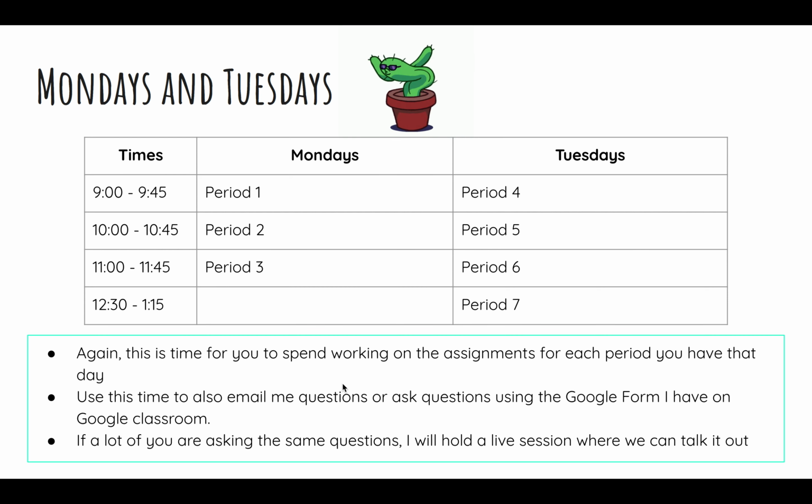This is the time for you to spend working on the assignments for each period you have that day. So if it's Monday at 9 o'clock, work on whatever you have for period 1, okay? Use this time to also email me questions or ask questions using the Google form I have on Google Classroom, because I will be dedicating my time to those periods, and I'll be available for those periods. And if a lot of you are asking the same sort of questions, I'll hold a live session during that period where we can all talk about it together. Okay?